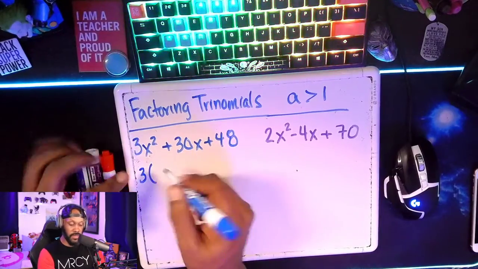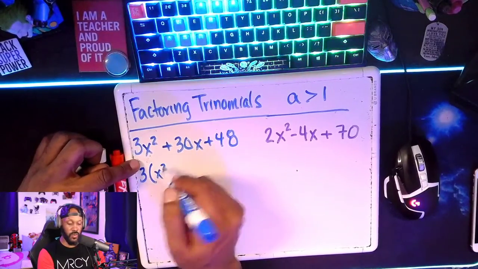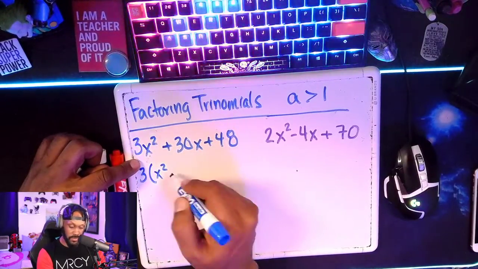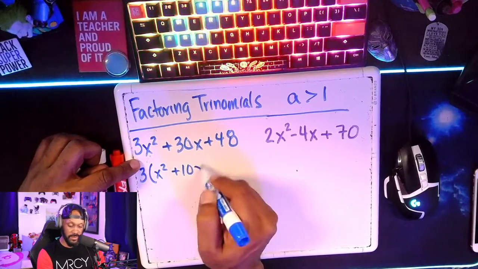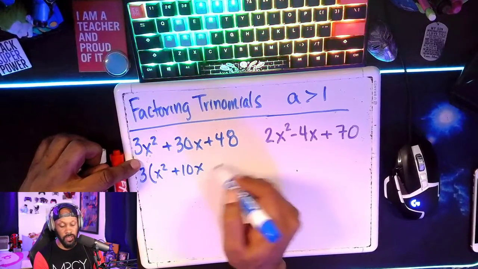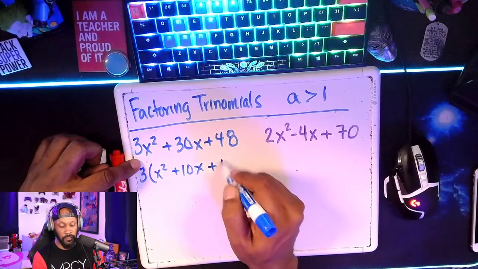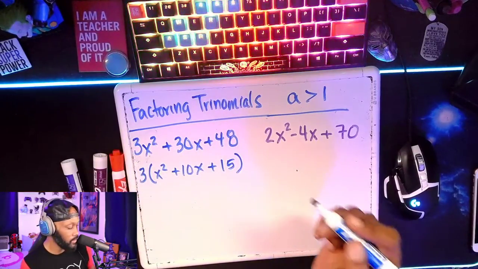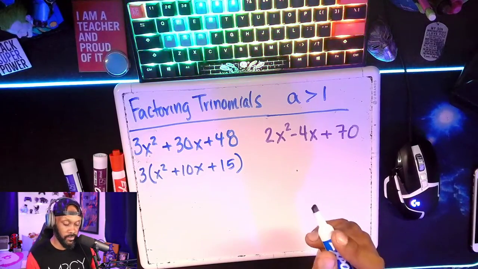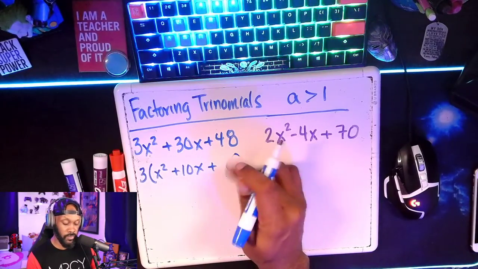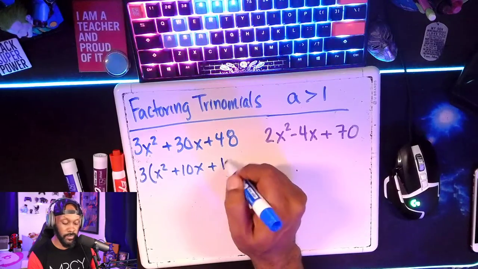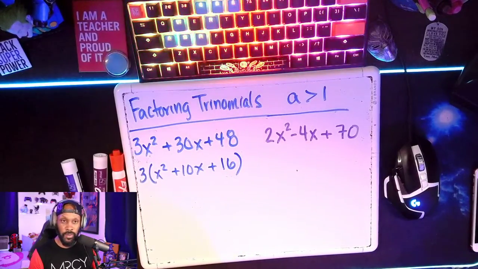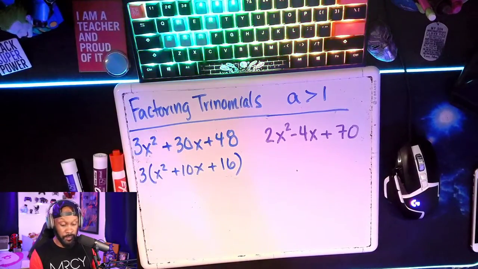By factoring out that 3 here, I'm going to be left with the x squared for that term. This term is going to be 10x, factoring out that 3. And then I'm going to be left with a 16 right there.